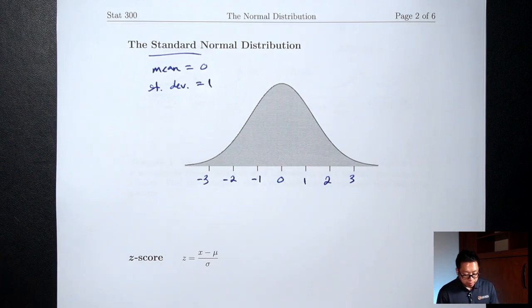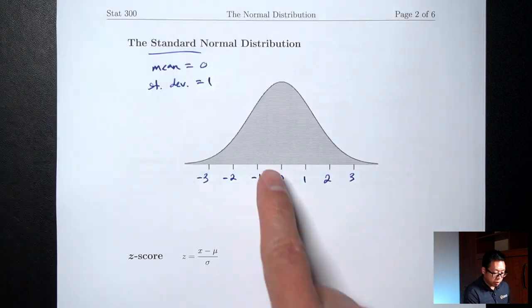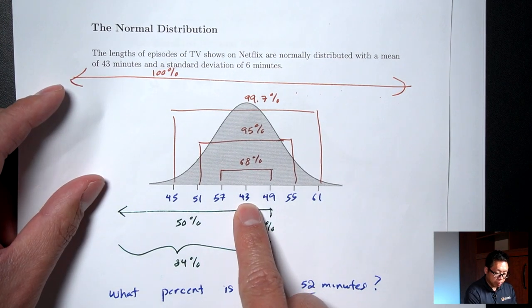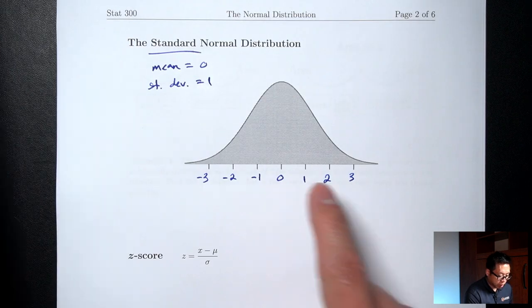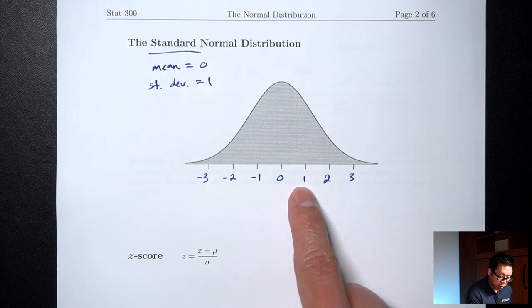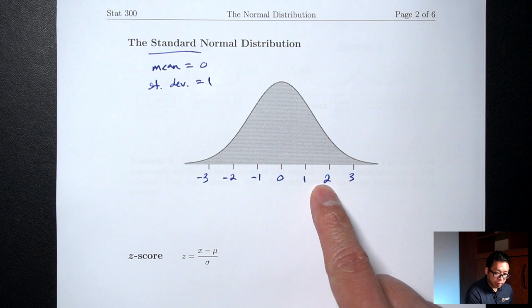Now, the next thing I'll need is a way to convert from the non-standard picture to the standard picture. So I know that 43, which is the mean, is going to go with the zero. 49, which is one step above, is going to go with the one. 55, which is two steps above, is going to go with the two.